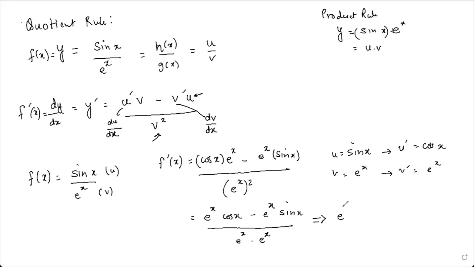In the numerator, we can factorize out e power x. So I'll get e power x multiplied with cos x minus sine x, divided by e to the power x times e to the power x. One e power x gets cancelled out, and our final answer is cos x minus sin x over e to the power x.